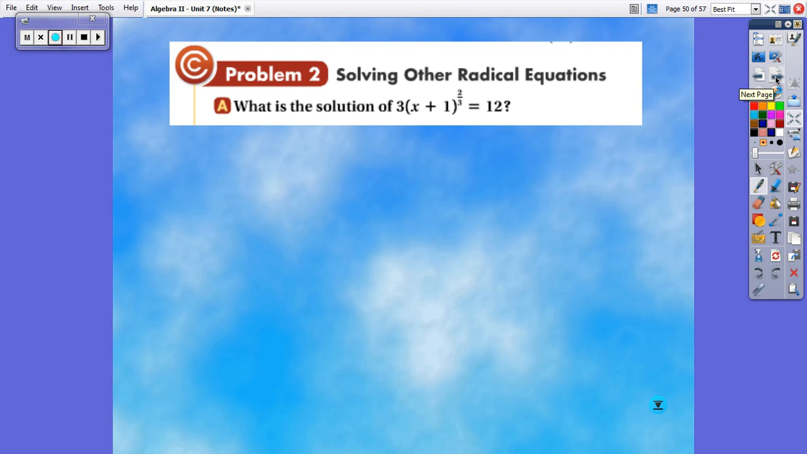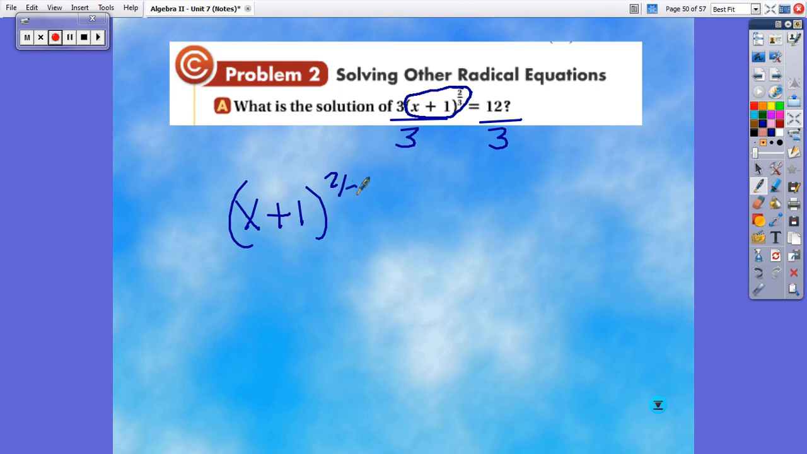Now sometimes you're not always taking the square root. So sometimes you're going to have a rational exponent, which we know is actually in radical form. This is the third root of x plus 1 squared. So again, you have to get the radical by itself first, and the way you would do that is to first divide by 3 on both sides. So you have x plus 1 raised to the 2/3 is equal to 4.